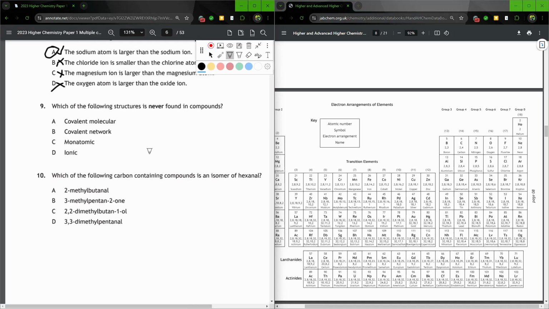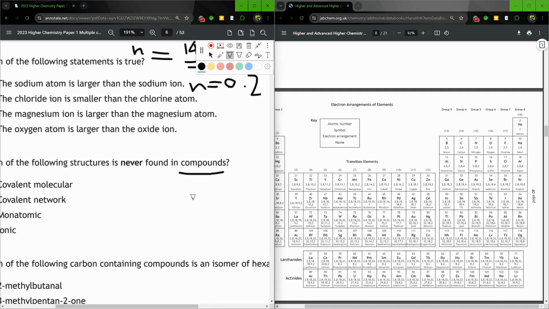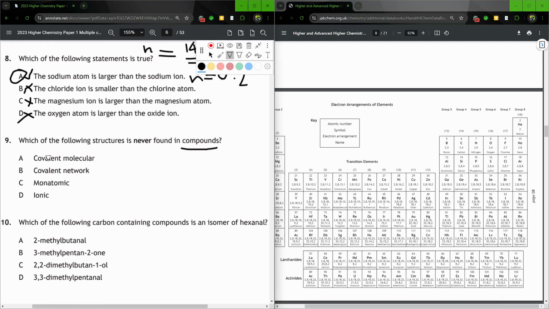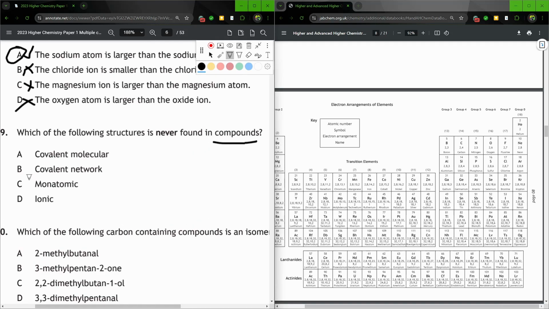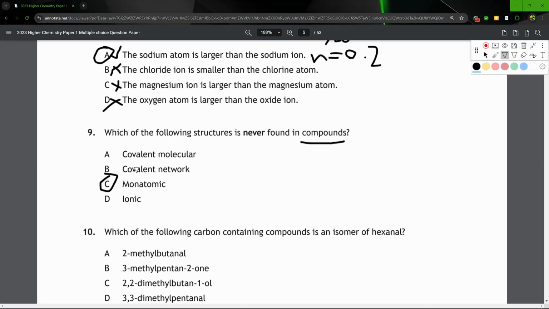Which of the following structures is never found in compounds? So remember, a compound is when you have a substance made out of more than one element. So have a look through here. Right, well, the answer should really jump out at you here. It'd be C, wouldn't it? Because C is monoatomic, which means there aren't even any bonds. It's just free-floating atoms. You already find this in the noble gases on the very right side of the periodic table. So yeah, it would be C, but I could explain the others.